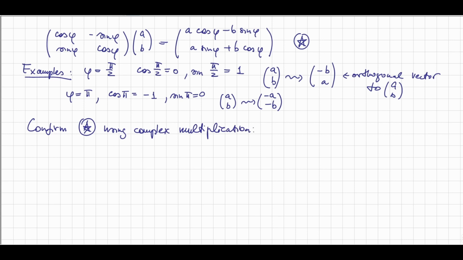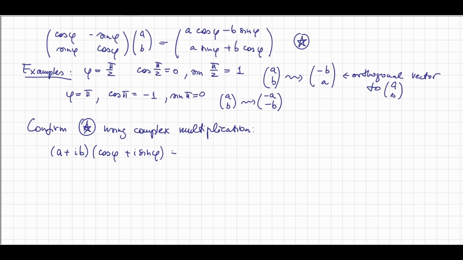by complex multiplication, because in complex numbers, the vector AB will be A plus IB. A is the real part, B is the imaginary part. And to rotate, you will have to multiply it by the unit length vector cosine phi plus I sine phi. This is a complex number which corresponds to the unit vector with angle phi from the x-axis.